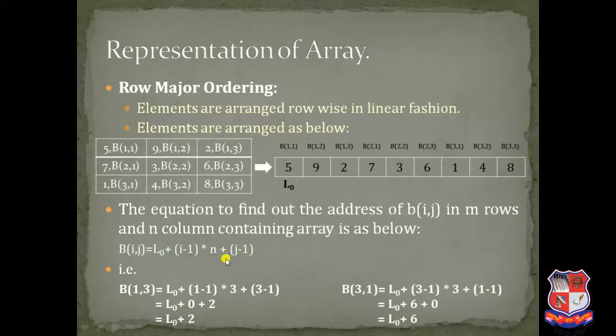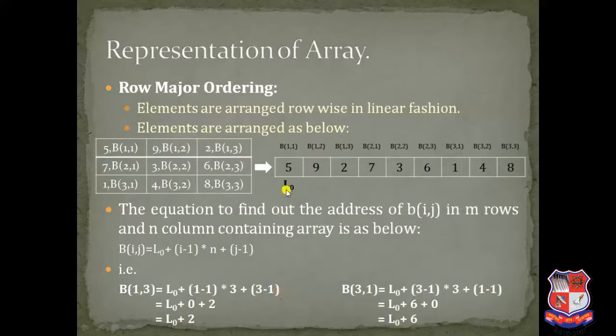then it can be calculated using this formula: L0 plus 1 minus 1, where 1 is the row value, the i value, and 3 is the column value. Here this 3 represents the total number of columns available in the array. If I calculate the address of B13 using this equation, I get that B13 is stored at L0 plus 2 location.